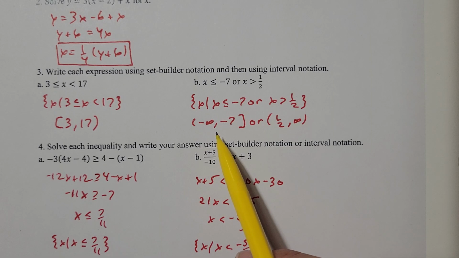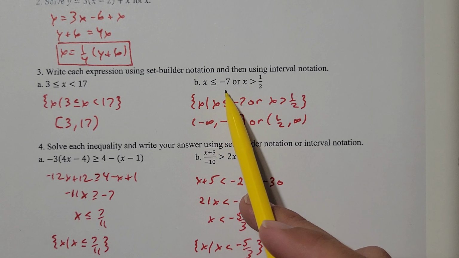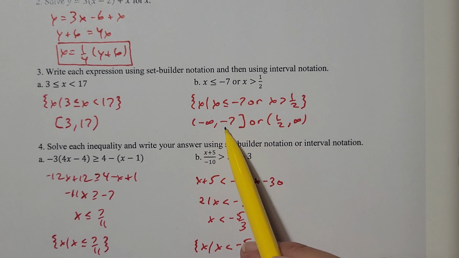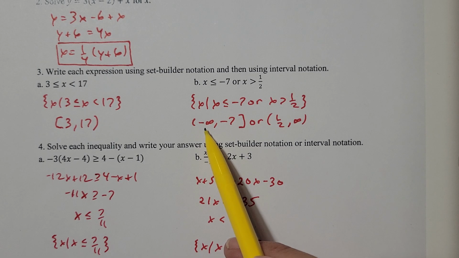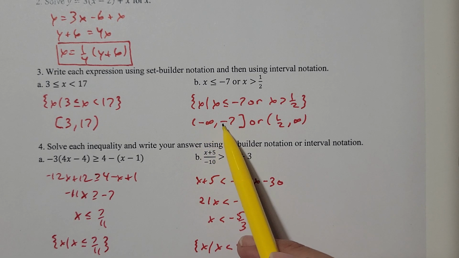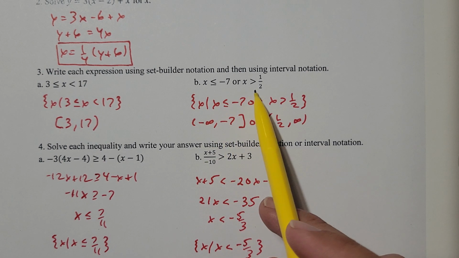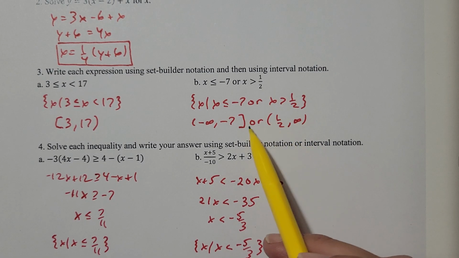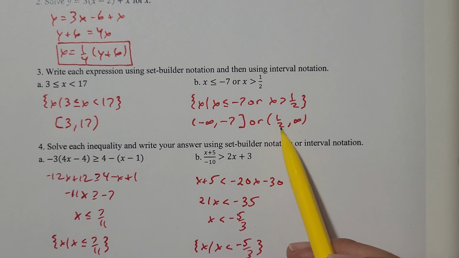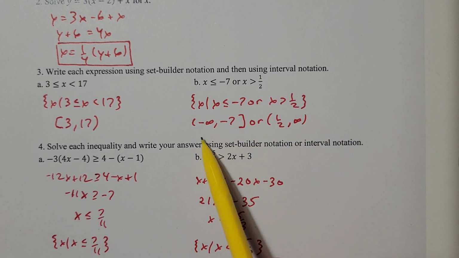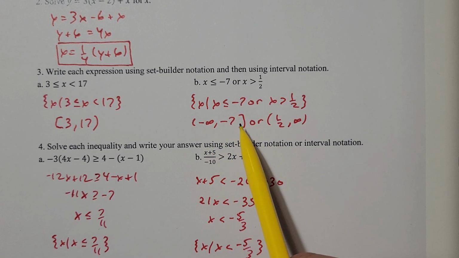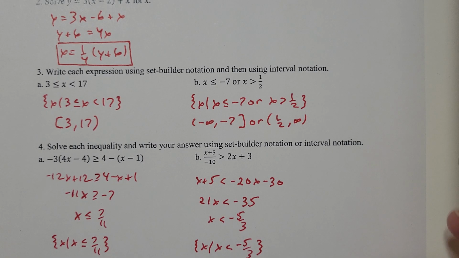As an interval, anything less than -7 means you're heading out towards negative infinity. So I got negative infinity to -7. There's going to be a bracket by -7, right? Because we're including -7. And you're not including 1/2, so, or 1/2 to infinity, parentheses at both ends. Okay? Again, smaller number first, bigger number second. Okay? Whenever you're writing down an interval.